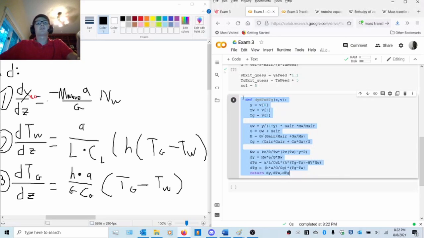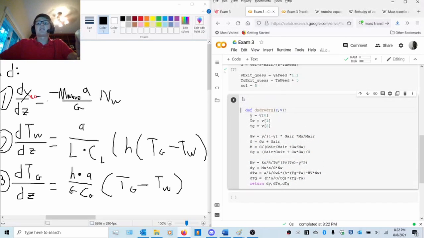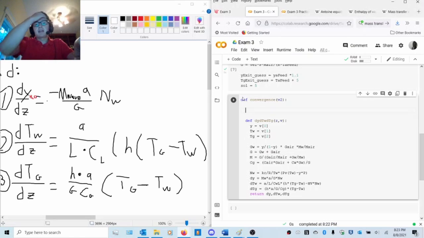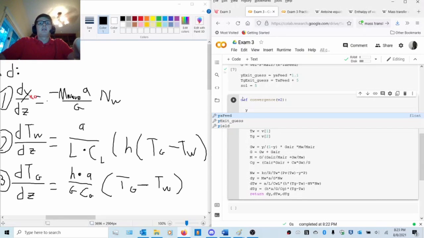So let's go ahead and tab this over and move it down a couple. And we'll define another function around this function. So this function we'll call convergence. Actually, you know what? We'll just call it convergence, and we'll leave it at that. And this just is going to have a couple of placeholder variables that we don't really need to call, so we'll just call them v2. And yeah, so the y.